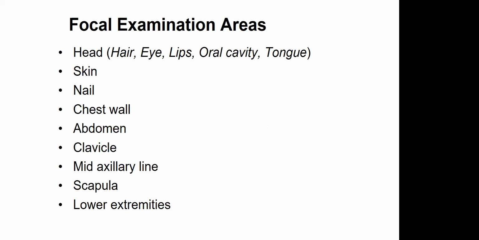If you look at the focal key areas of examination, the areas you want to be examining are the head, where you focus also on the neck, the eyes, the oral cavity, the tongue. There's the skin, the chest wall, the clavicle, the mid-axillary line, plus also the lower extremities, that is the lower limbs. You'd want to focus more on it, because in this bit you begin with the inspection. What can you actually see? Let's say, for example, you're inspecting the scalp of the patient.